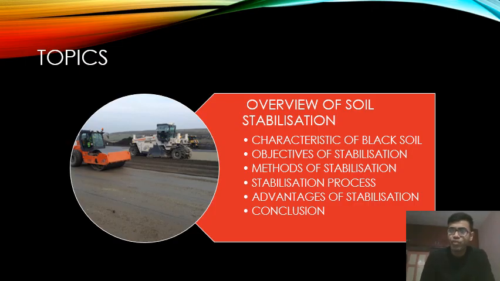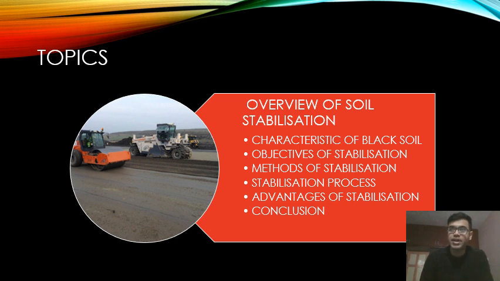The overview of this black cotton soil is presented in this slide. This covers the characterization of black cotton soil, the objective of its stabilization, the method of the stabilization process, advantages of stabilization, and conclusion.